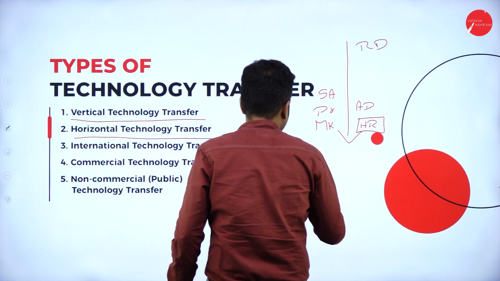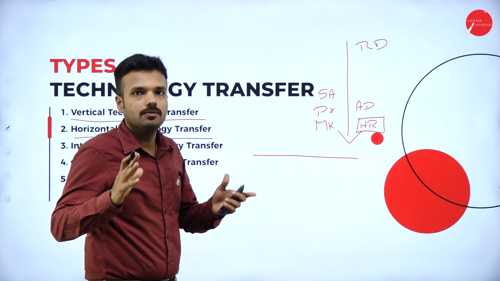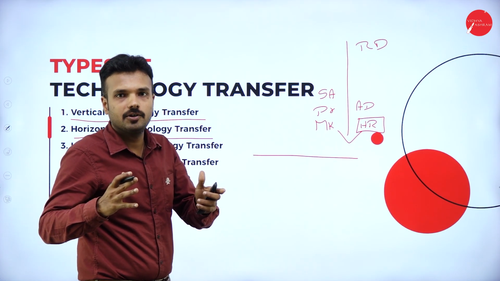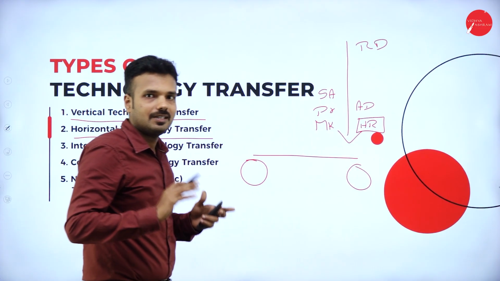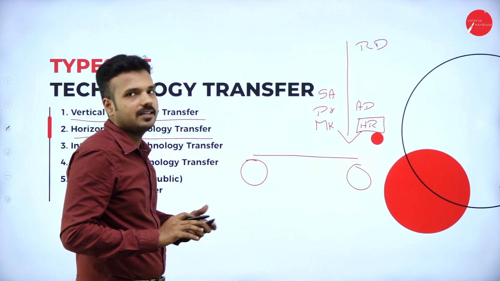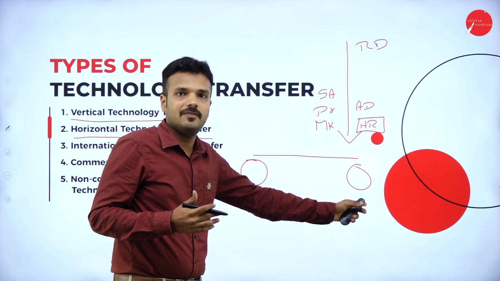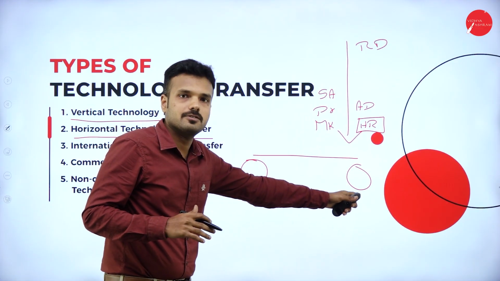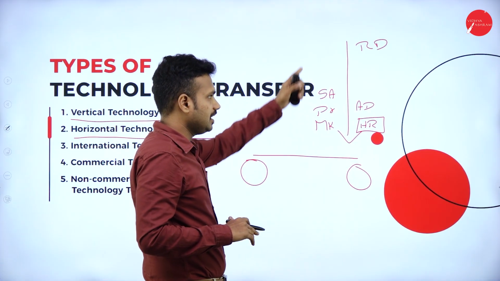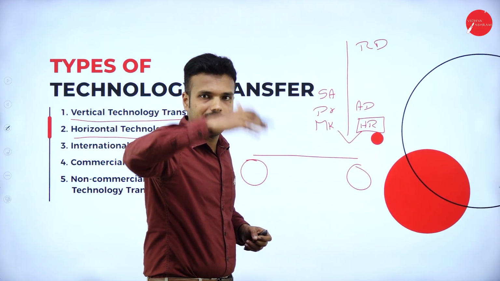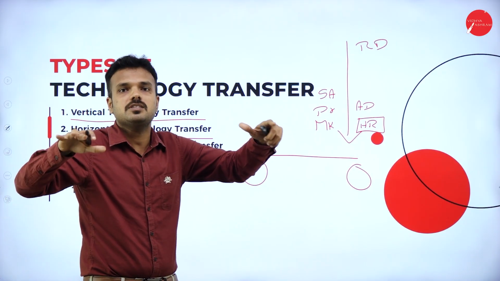Horizontal technology transfer. Okay, so it is going to happen horizontally. Say for example, two car manufacturing units have adopted the same system or the same robotics of car manufacturing. That is the best example for horizontal technology transfer, because even though this is a car manufacturing unit and that is also a car manufacturing unit, both adopted the same kind of system, so we call it a horizontal transfer of technology. Vertical is within the same organization from one department to another. Horizontal is the same kind of technology adopted by two similar companies.